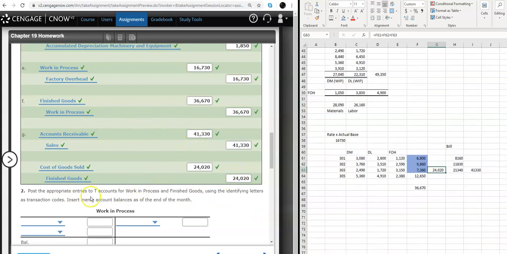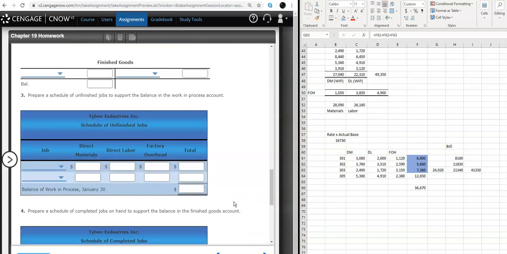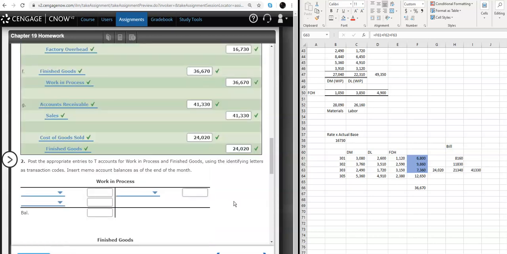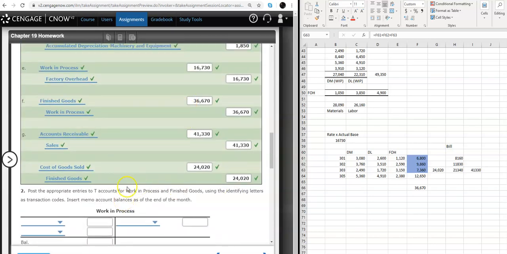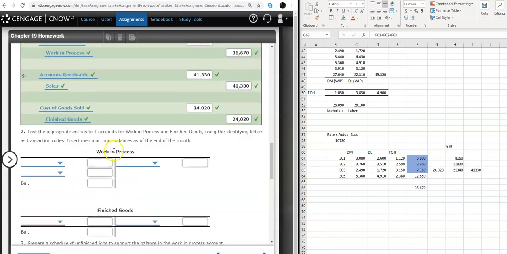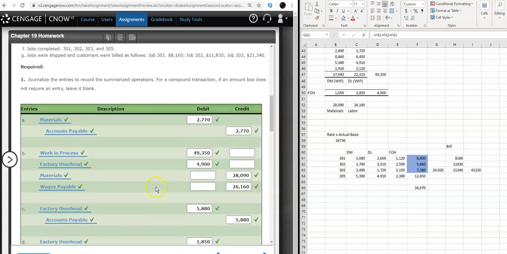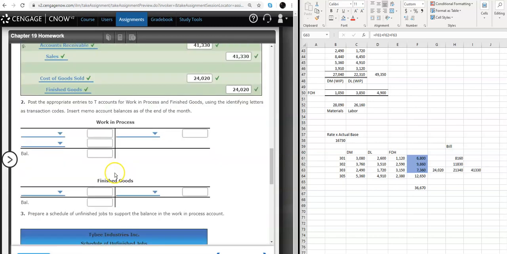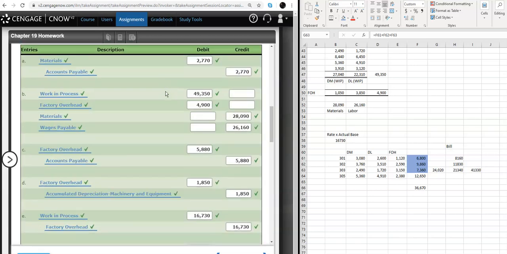Then it asks me to post the appropriate entries to T accounts for work in process and finished goods using the identifying letters. I'm going to do a couple of these. I don't know that I'll do them all because once we have all of this information, it's easy to drop it into here. What I'm going to do is look for every time I did something to work in process. So here, I debited work in process for 49,350 for letter B. So I just put in letter B, 49,350. Let's go see what else I did to work in process.